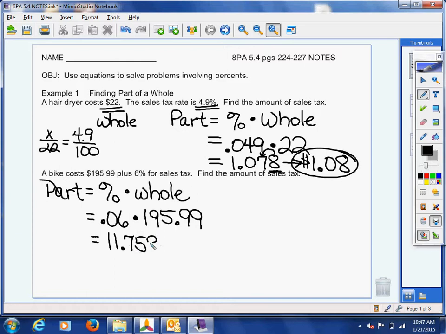All right. Now, because we're talking about money, we can't leave our answer like that, okay? So you go out to the third place value and you look at it and you go, okay, how does that affect the 5? It makes it $11.76. That's how much tax is going to be applied to that bicycle. Okay? Well, it's a lot of money too. You're almost at $200. So hopefully that makes a little bit better sense.